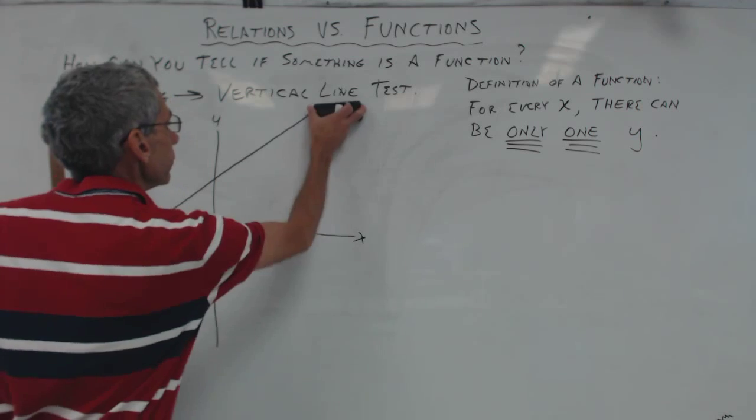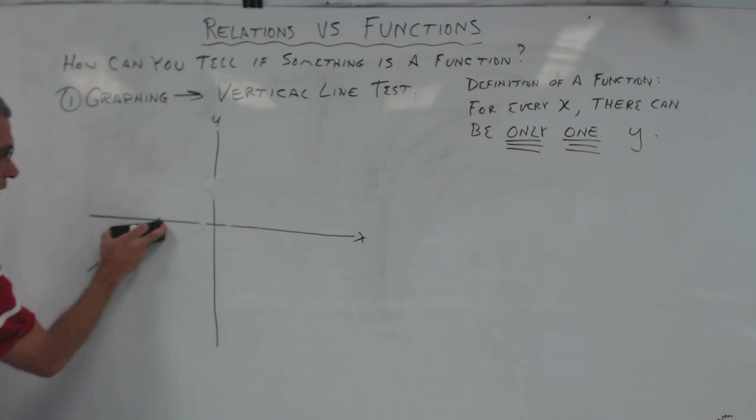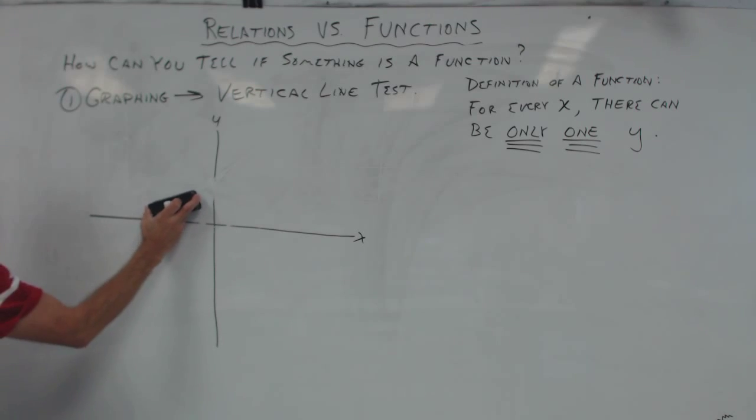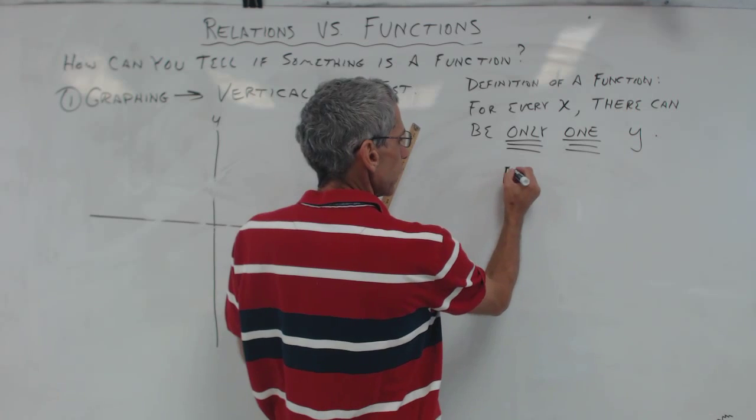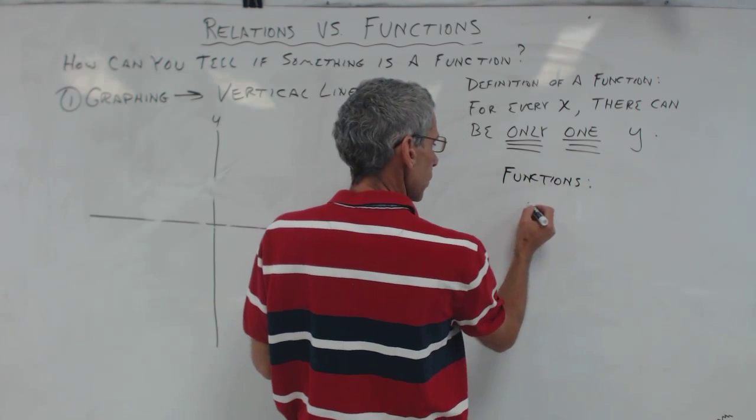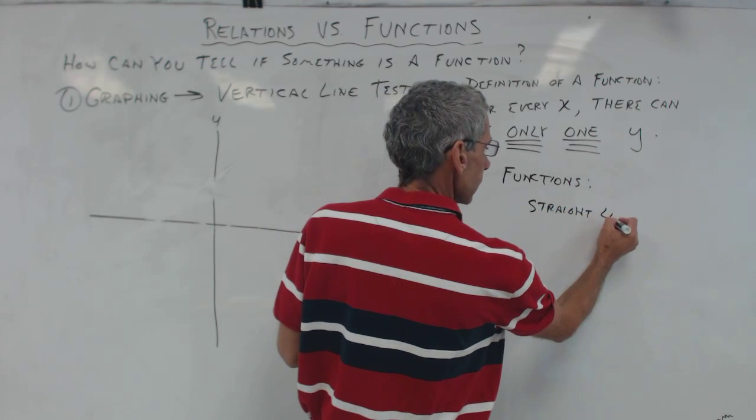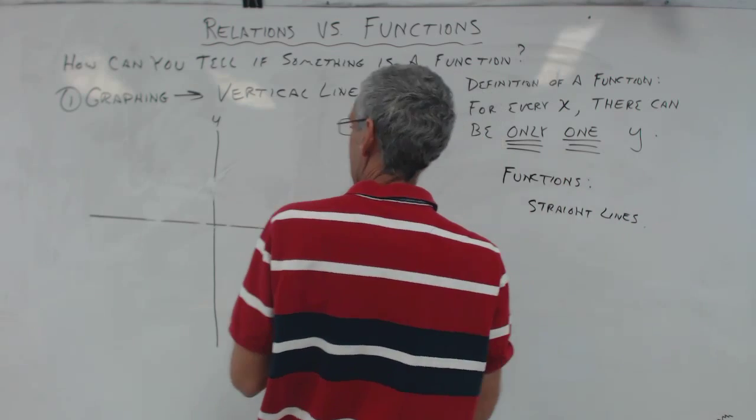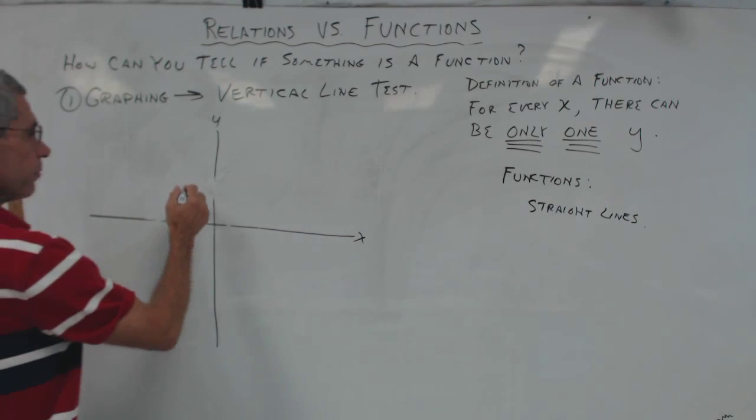So let's try a different shape. Let's see what else is a function. So we now know that a straight line is a function. That's interesting. So we're going to just list our functions that we have here. Functions. Okay, straight lines. Those are definitely functions. And then let's try parabolas.